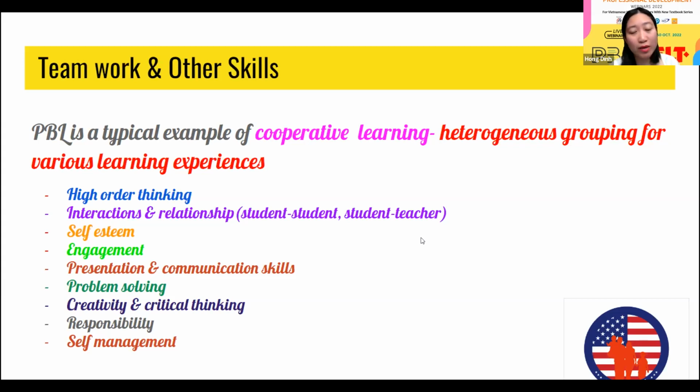Self-esteem, because when they finish or achieve or complete the project, they feel great. So that's a great self-esteem, engagement, presentation and communication skills, of course, because when they present their products, they have to use those skills. Problem solving, because a lot of the time when they're doing the project, a lot of problems come up. How are you going to teach them to solve the problem? And then, as I said earlier, critical thinking, creativity, responsibility, and self-management, because there's a deadline that you give them. So of course they have to manage how to complete the task at different timelines.